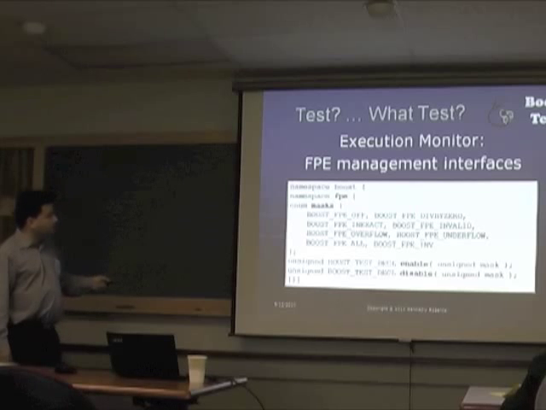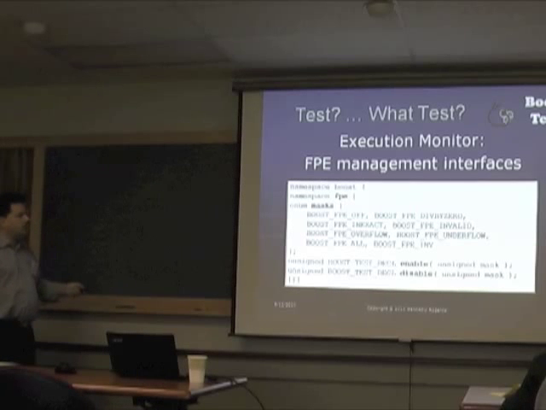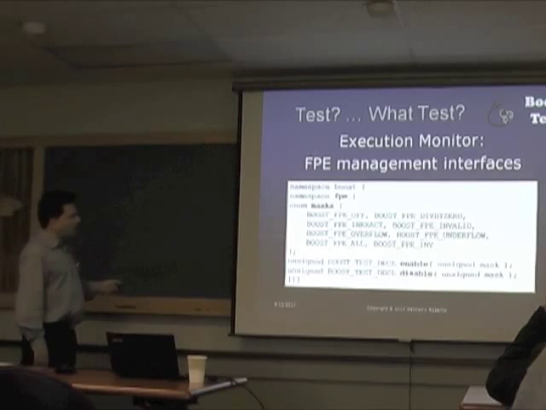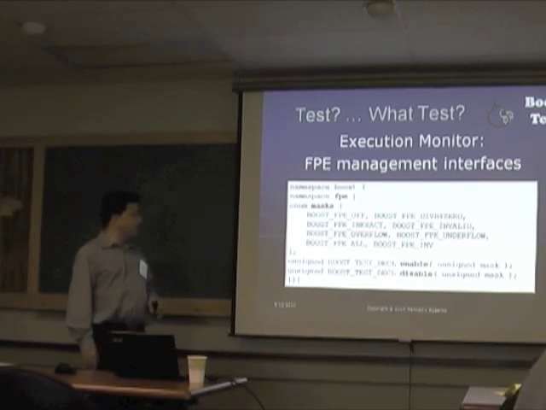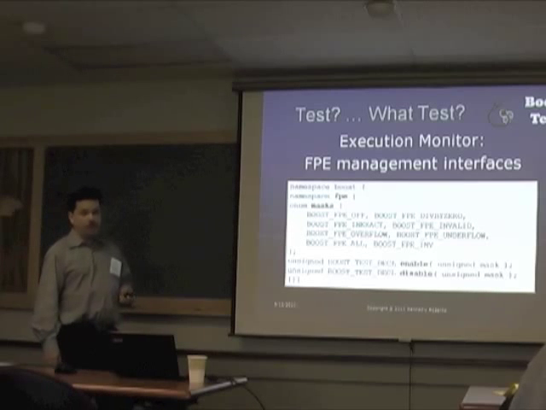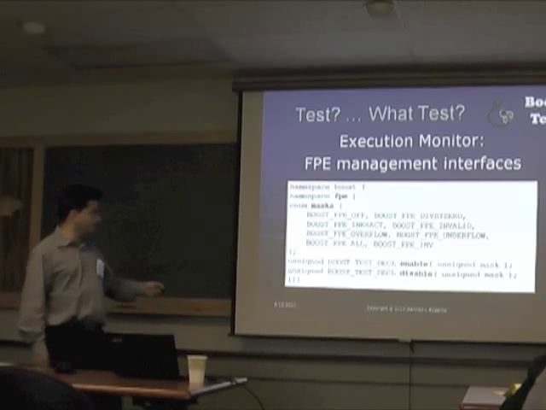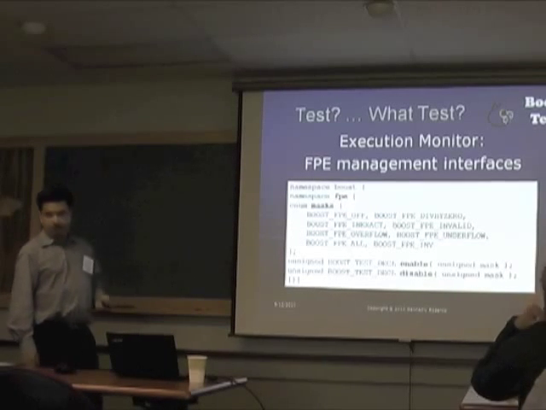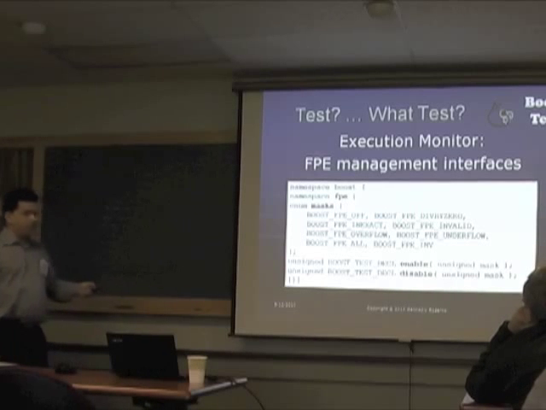So it's enable and disable. You say, I want to enable this and disable that. These are the kinds of exceptions you can enable or disable: division by zero, inexact, invalid, overflow, underflow, all of them, and just invalid mask, which is sometimes difficult. For example, if this function fails, it will return you invalid. Otherwise, it will return you the previous values of the exception flags.